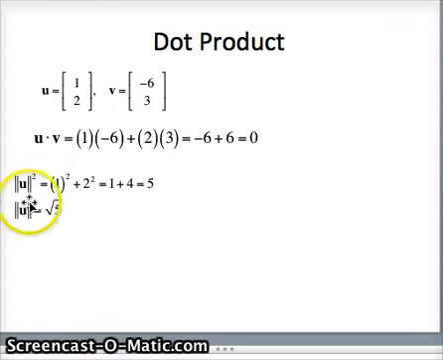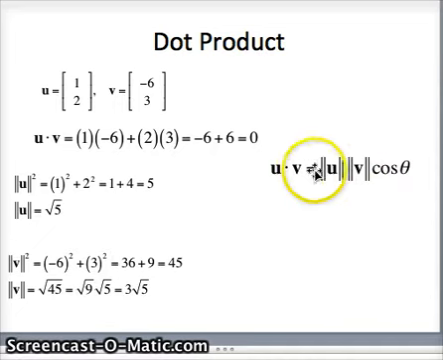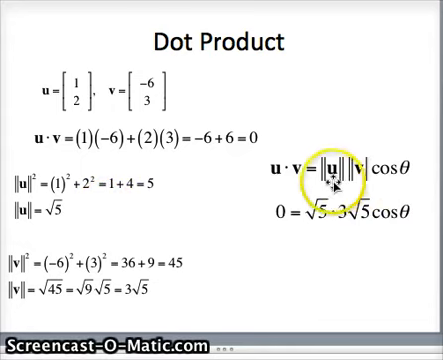Well, for kicks, magnitude squared, or hypotenuse squared, is x squared plus y squared. 1 squared plus 2 squared. Magnitude squared is 5, so the magnitude of u is root 5. Similarly with v, either 6 or negative 6 squared gives you 36. 3 squared is 9. 45. Magnitude of v is root 45, which is root 9 times root 5, or 3 root 5. And then we want to go ahead and plug in our rule here. U dot v is mag u, mag v, cos theta. U dot v is 0. Mag u is root 5. Mag v is 3 root 5.